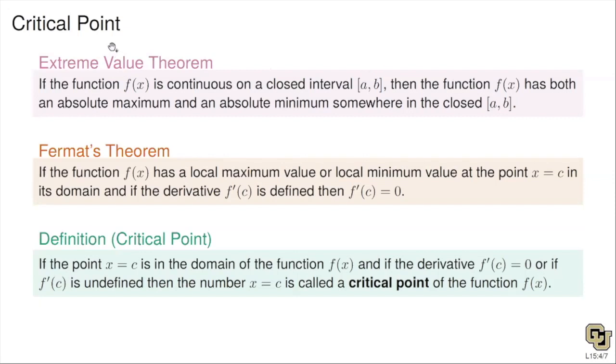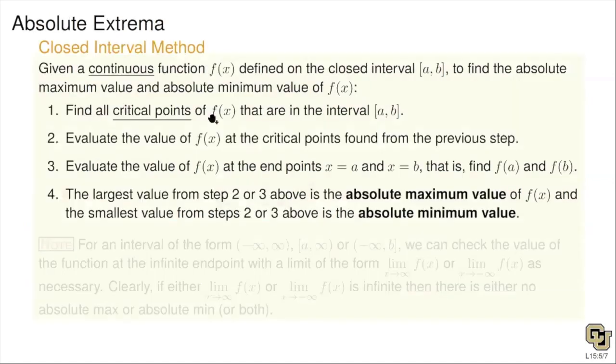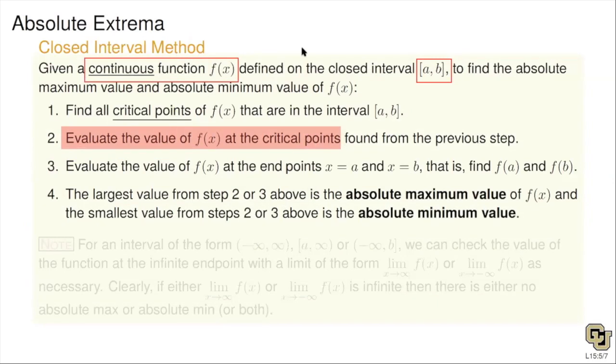So to find absolute extrema, we have the following procedure. Given a continuous function f of x and a closed interval, we use what the book calls the closed interval method. Basically, we want to evaluate the function at the critical points, and we want to evaluate the function at the endpoints.